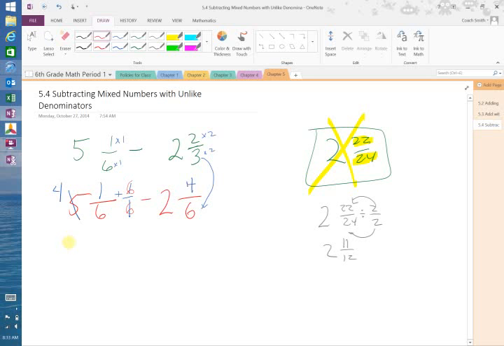So this gives me 4 and 7 over 6 minus 2 4/6. Okay, that's where I borrowed, right here is where I borrowed, and that equals 1.